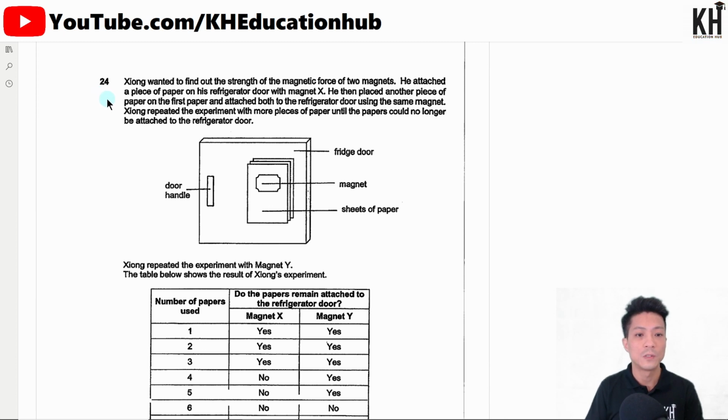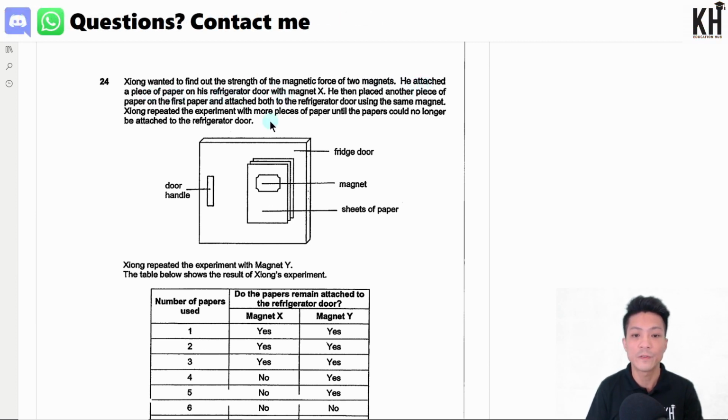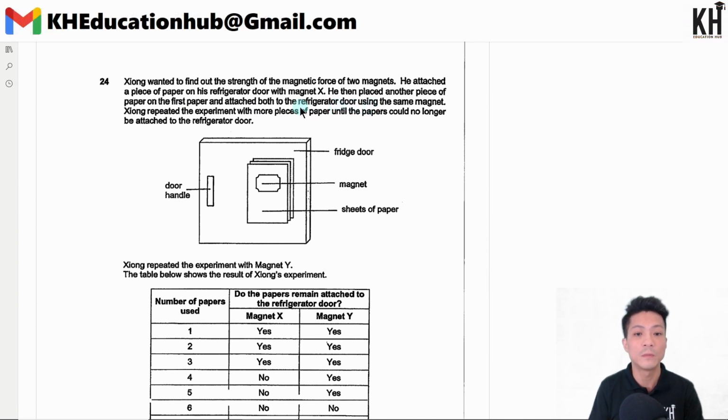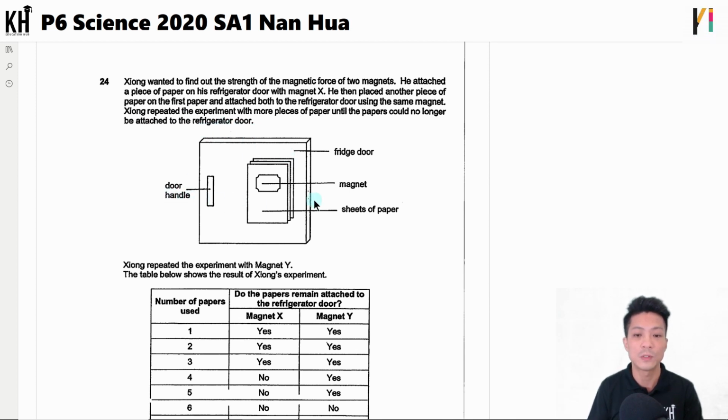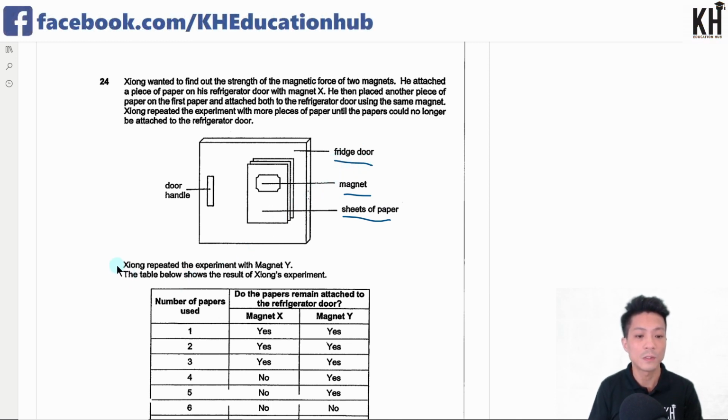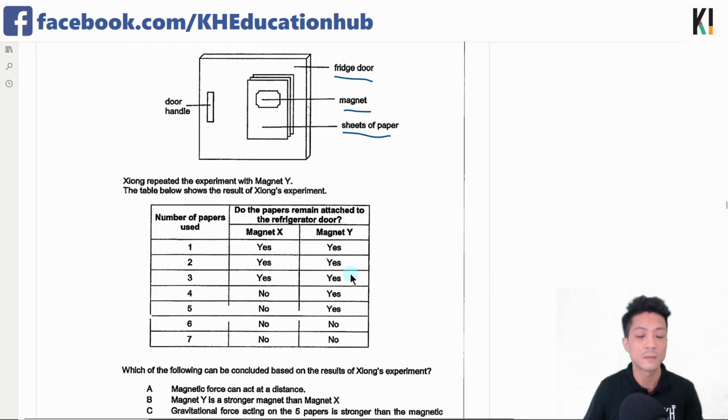Question 24. Xiong wanted to find out the strength of the magnetic force of 2 magnets. He attached a piece of paper on his refrigerator door with magnet X. He then placed another piece of paper on the first piece of paper and attached both to the refrigerator door using the same magnet. Xiong repeated the experiment with more pieces of paper until the papers could no longer be attached to the refrigerator door. Okay, so the magnet, sheets of paper, and the fridge door. Xiong repeated the experiment with magnet Y. The table below shows the results of his experiment.